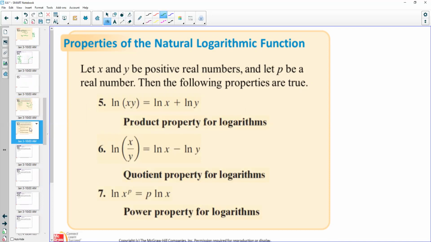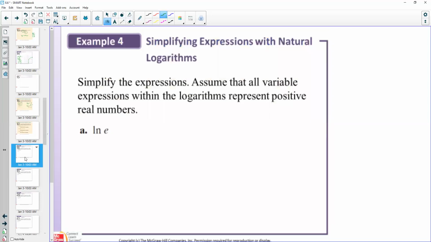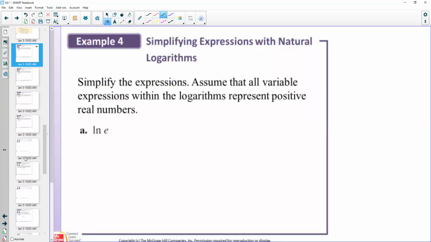The other thing that's true is the properties for product and quotient and power that we've been using also apply here. So ln and log are just sort of interchangeable ideas, okay? So I can expand and contract just like I was doing before. So we're going to do some simplification.